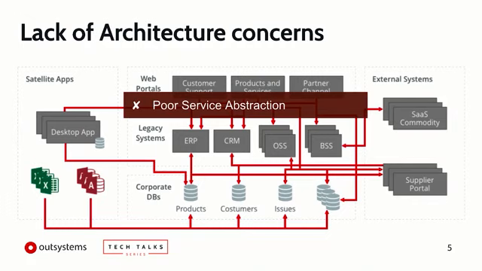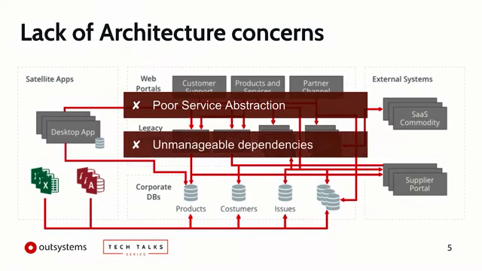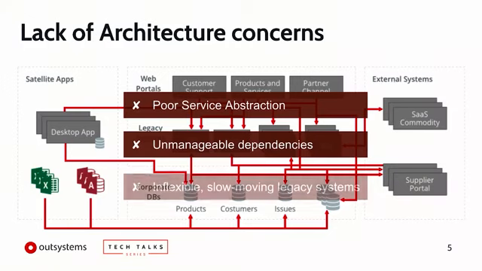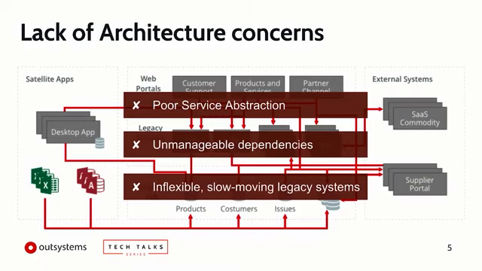The second aspect are the unmanageable dependencies. System components are not correctly isolated from each other, so updating or replacing a system has a snowball effect on other systems. The third aspect is around inflexible and slow-moving legacy systems. Quickly adapting a legacy system to business changes is difficult. If the system is complex and inflexible, changes can take a long time. Sometimes the technology is obsolete, and the accumulation of core information and system dependencies over time can hinder any replacement.